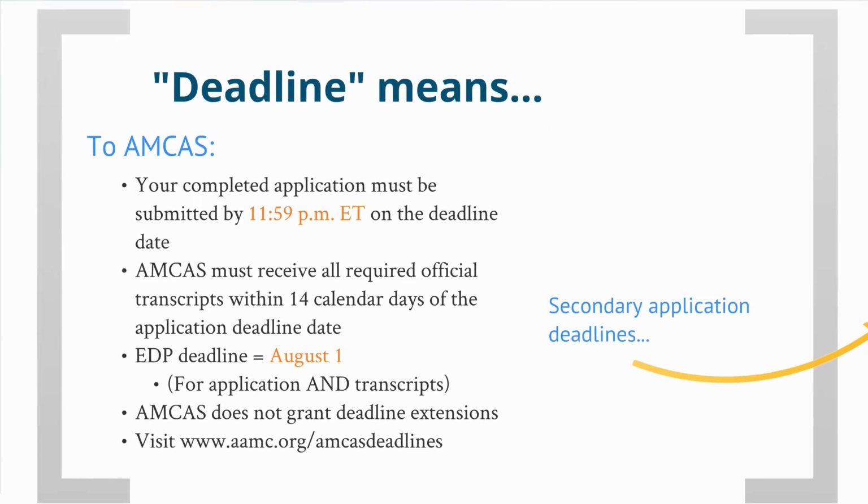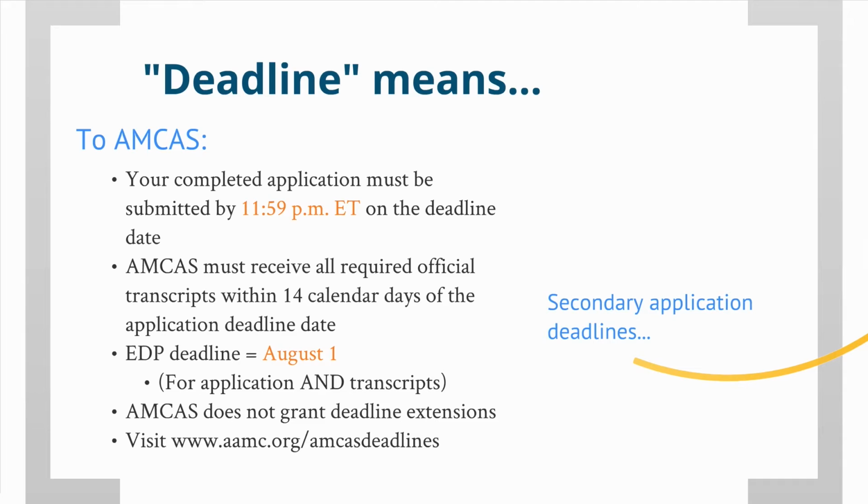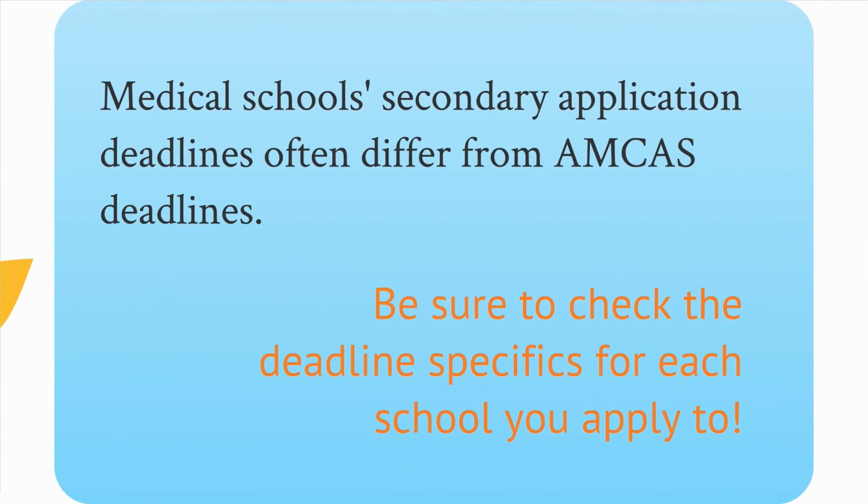It's important to understand exactly what we mean by deadline. To qualify for an AMCAS deadline, you must submit your completed application by 11:59 p.m. Eastern on the deadline date. And AMCAS must receive all required official transcripts within 14 calendar days of the application deadline date. Medical schools also have secondary application deadlines. Contact your desired medical schools directly for these deadlines so that you can prepare accordingly.